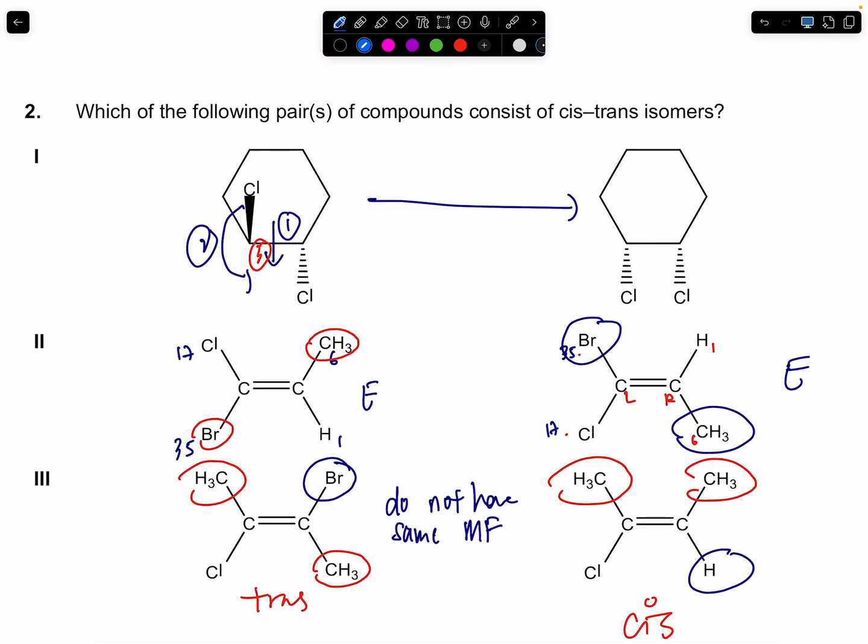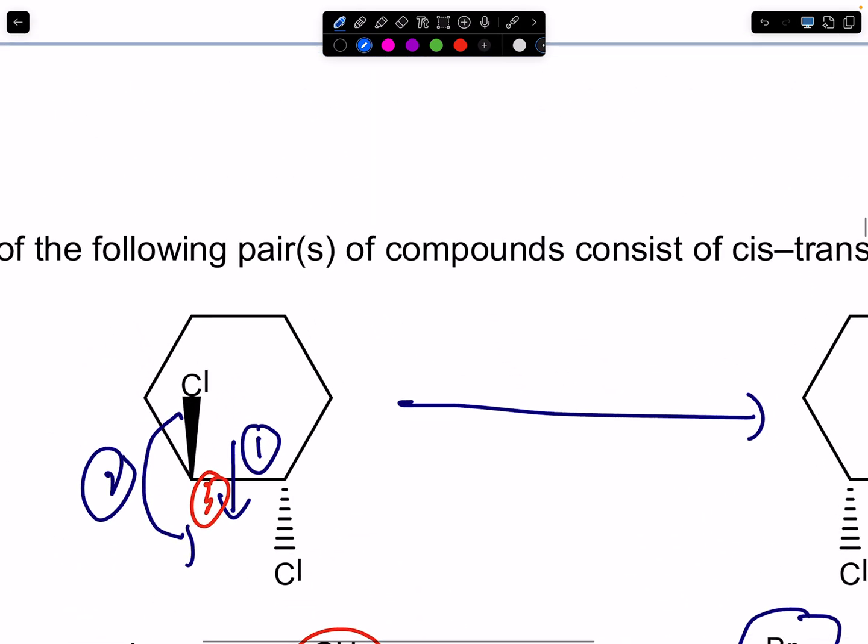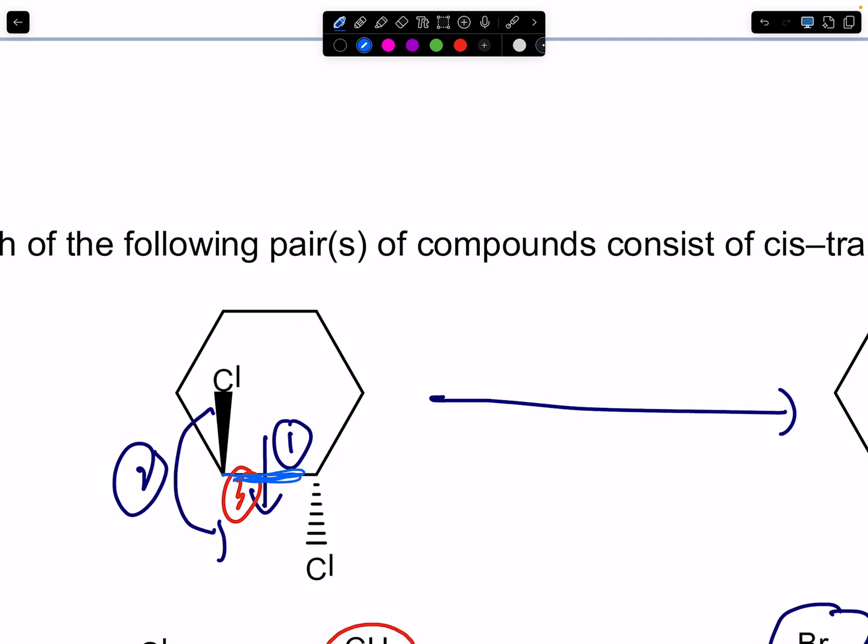So hence number 1. How do you read the first one? Wedge means coming towards you, dash means going away from you. So where is the carbon double bond? The carbon double bond is here. You treat this like a double bond.